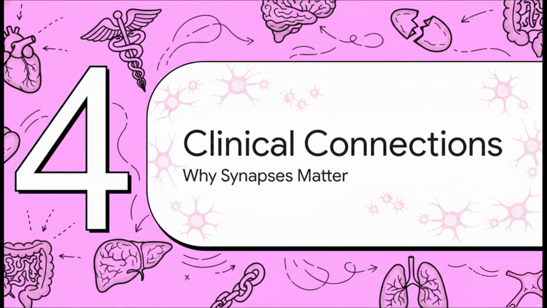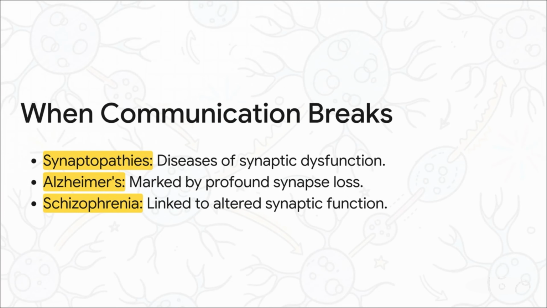So you might be wondering, why do we need to know all of this microscopic detail? Well, because when this beautiful, intricate system of communication goes wrong, the impact on a person's health can be absolutely devastating. Diseases caused by problems with synapses are called synaptopathies. Think about a condition like Alzheimer's disease. One of its defining features is a massive loss of synapses in the parts of the brain responsible for memory. This breakdown in communication is directly linked to the cognitive decline we see. Or take a psychiatric disorder like schizophrenia. A lot of research points to an imbalance in those go and stop signals we just talked about. So understanding the synapse is absolutely fundamental to finding treatments for these kinds of conditions.